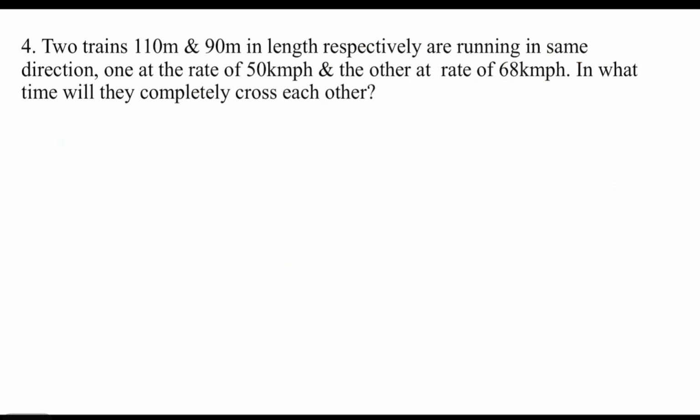So here again two trains are there. One is 110 meter in length, another is 90 meter in length. They are running in the same direction. This is very important. One at the rate of 50 km per hour and the other at the rate of 68 km per hour. In what time will they completely cross each other? So we have to find out the time.